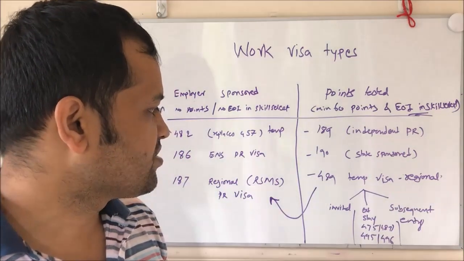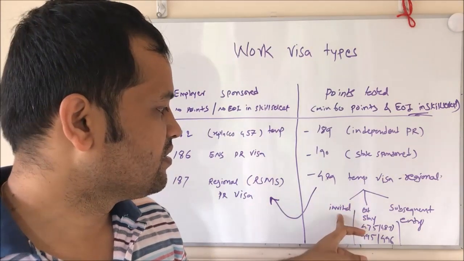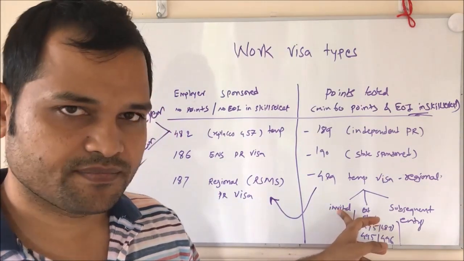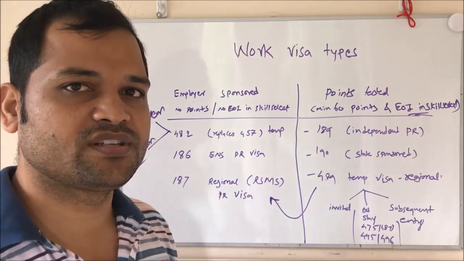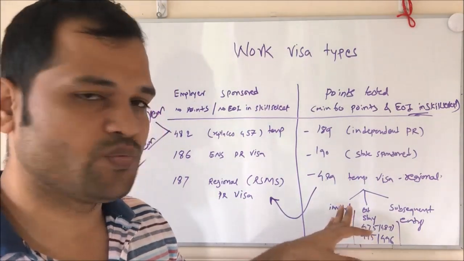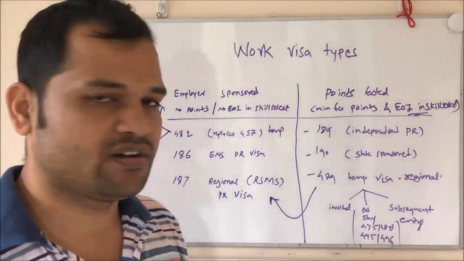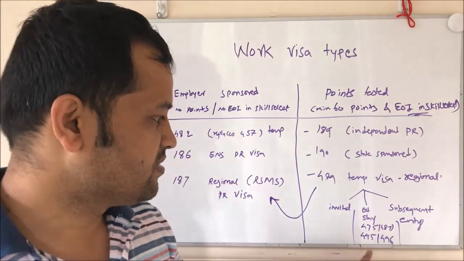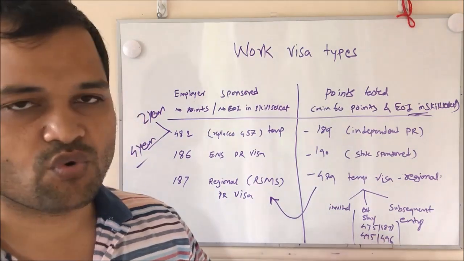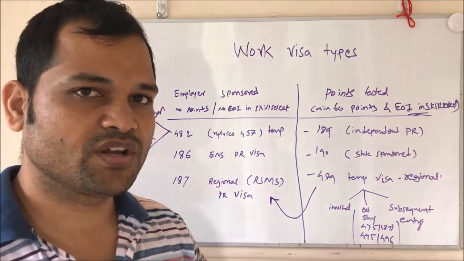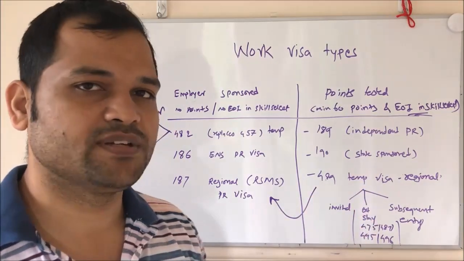And there are three streams mainly in 489. That is invitation based, just like how I said, you have to submit expression of interest, and then through SkillSelect you will get an invitation. So that is one stream. Another is extended pathway. That means if you have other visas like 475, 487, 495, 496, these kinds of visas, then you can convert these visas into this 489 visa.